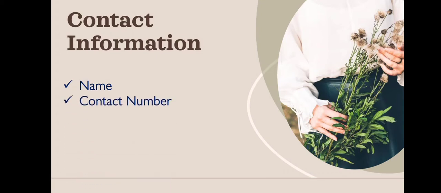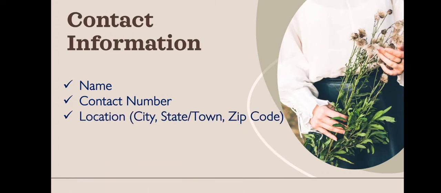The second thing is your contact number. Write a contact number that is working and is an appropriate connection. You must not add a contact number which has been discontinued and which you are not using. The third thing is your location. You do not have to add the complete address, you just write your state or town, city and zip code. That's it. You do not have to add a complete detailed address.